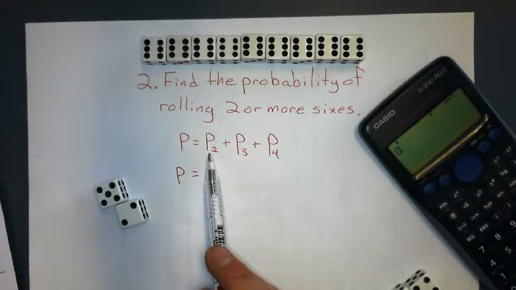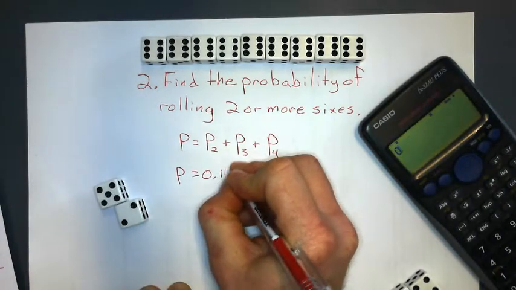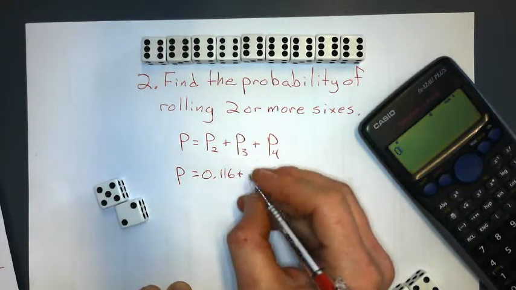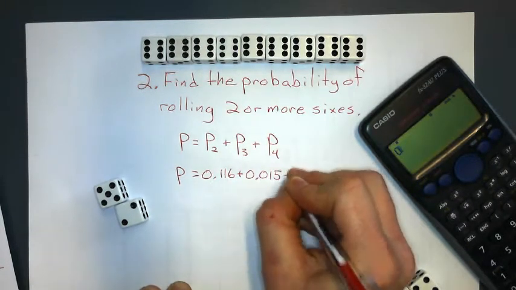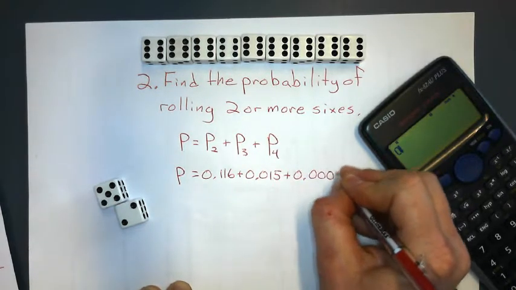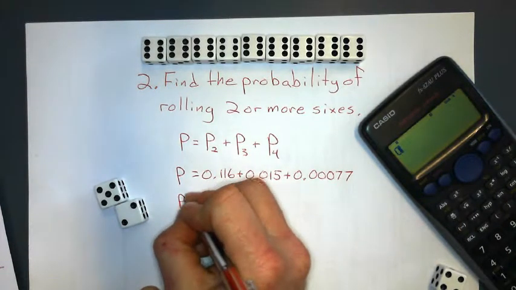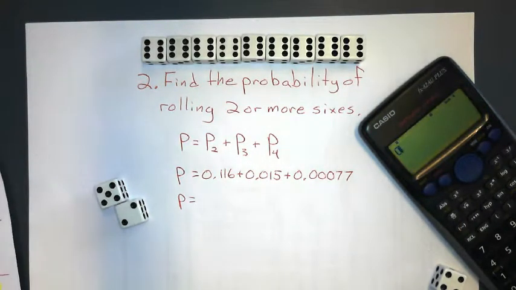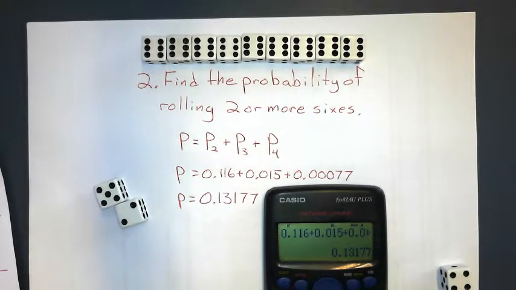So 2 sixes was 0.116 plus 3 sixes was 0.015 plus 4 sixes, very unlikely, but still put it down. And we grab the calculator, and I get about a 13% chance of rolling 2 or more 6s. All right?